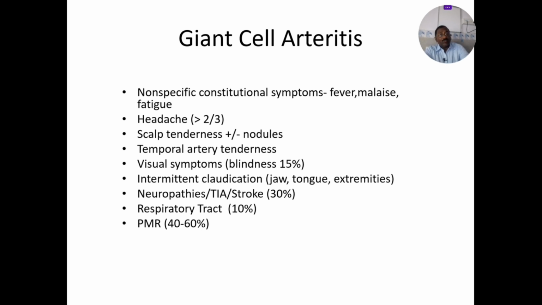Intermittent claudication, maybe of the jaw, tongue, extremities. Neuropathies, TIA and strokes. Respiratory tract involvement in 10% of the patients. And polymyalgia rheumatica is also very common in giant cell arteritis. So females more than 60 years of age, with diffuse pains and arthralgias. Polymyalgia rheumatica is commonly associated with giant cell arteritis. Again, the treatment is mostly steroids alone.